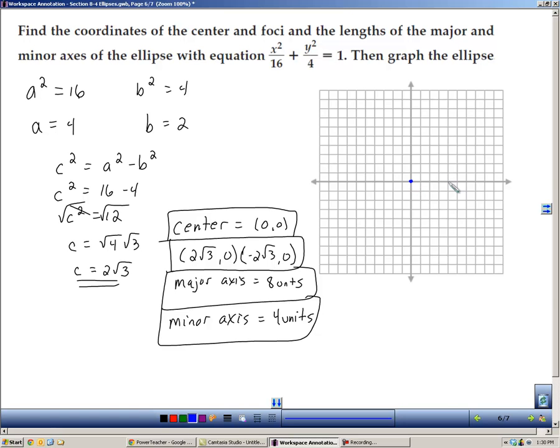I know I'm going to go 4 to the right and 4 to the left, because that's the major axis. I'll go up 2 and then down 2. And you should be able to do a decent sketch of the ellipse. It should look like that.